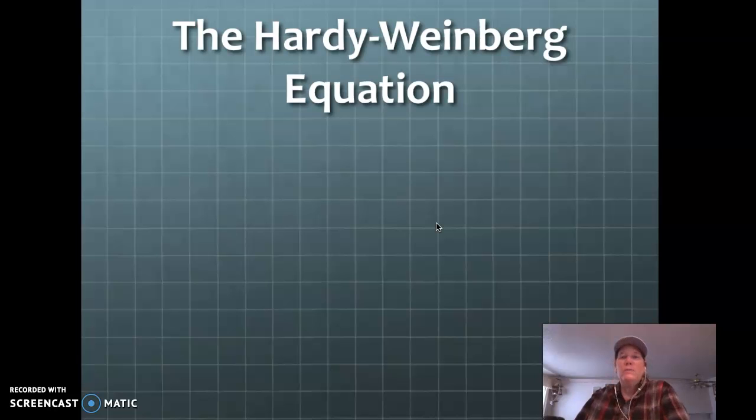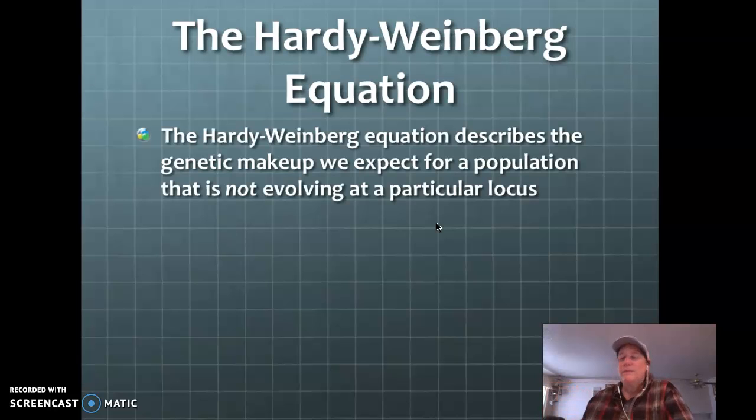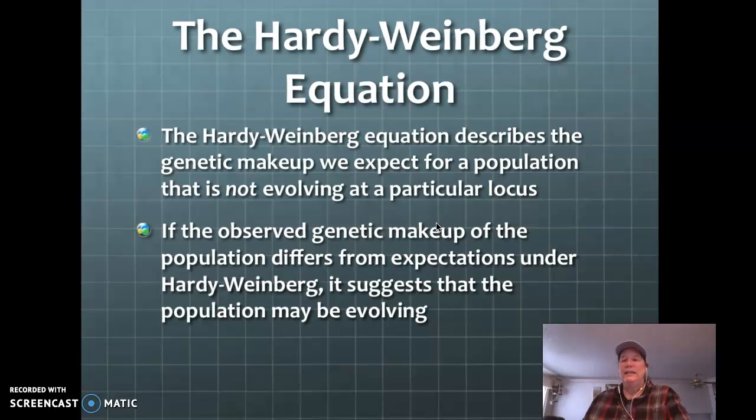So the Hardy-Weinberg equation, the equation was in that video. It describes the genetic makeup that you expect in a population. Okay, it was p squared plus 2pq plus q squared equals 1. So it's a way of predicting. If the observed genetic makeup of a population differs from expectation, then you know there's genetic drift going on, there's something happening.